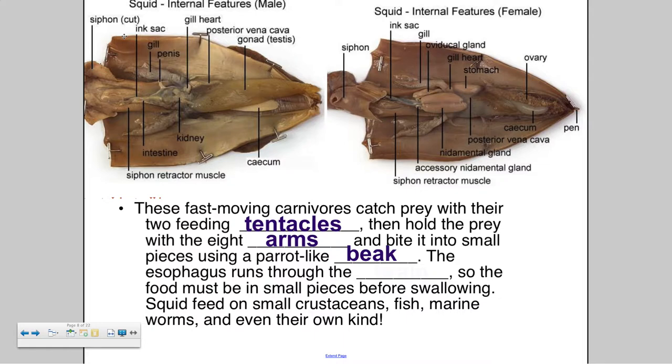How do they use their tentacles? To grab stuff. They're able to feel things out, taste things, find out where prey is. Okay, continue, Kenesha.